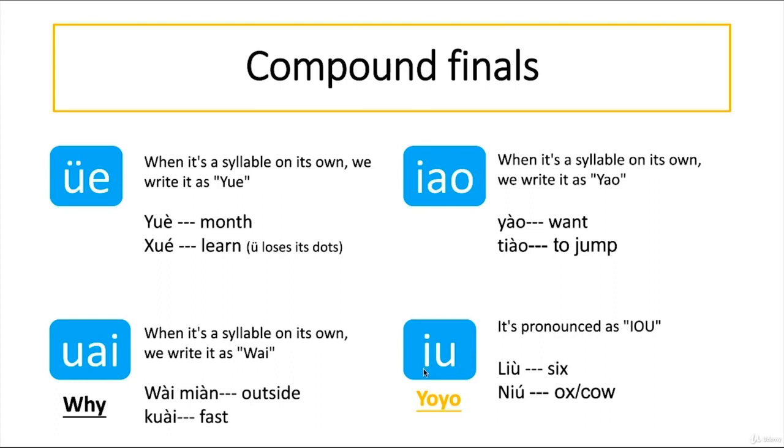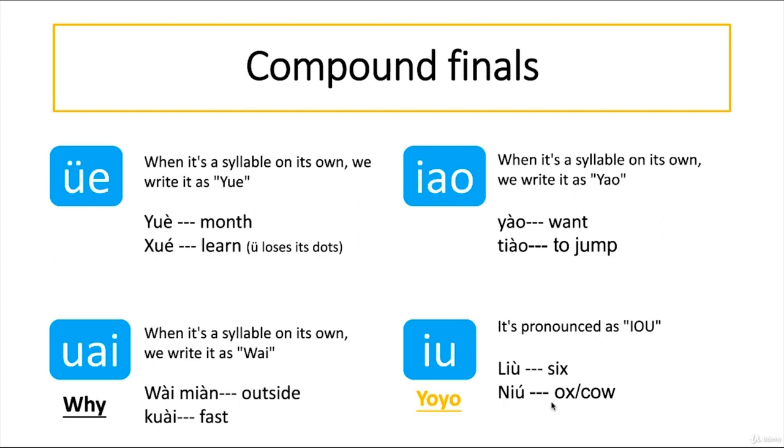You. This sound is similar to you. It's pronounced as iou, but it's written as iu. So read it after me. You. For example, 六 means six, 牛 means ox or cow.